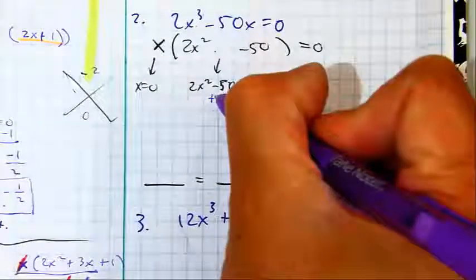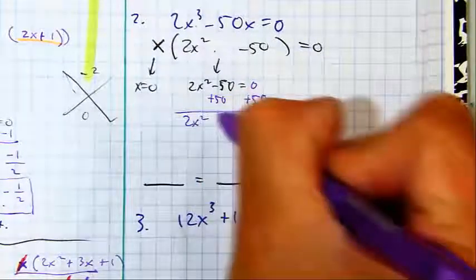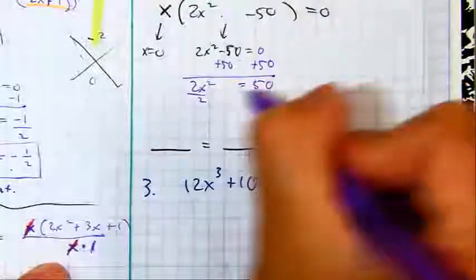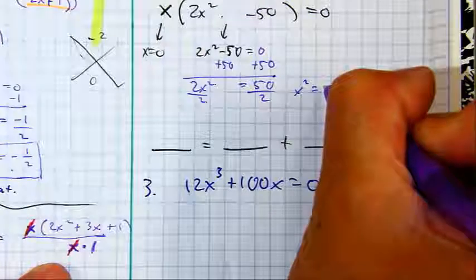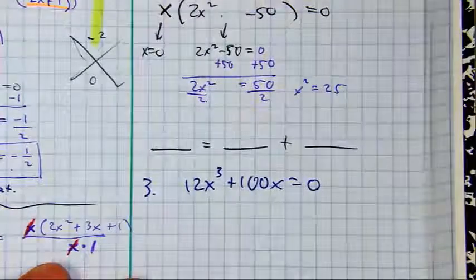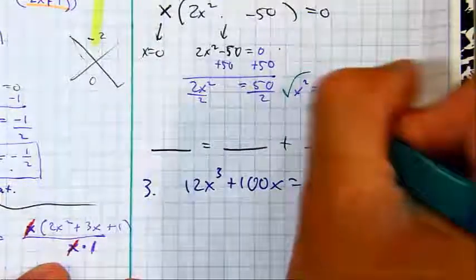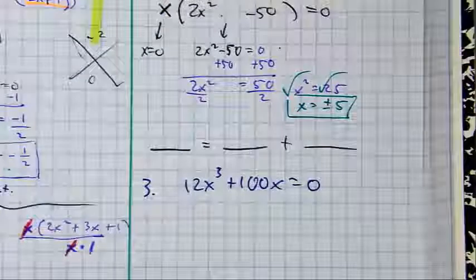Mr. Ng, why do you make it so easy? 2x squared equals 50. Divided by 2. X squared equals 25. Is this easier or no? Take the square root. X is equal to plus or minus 5. Raise your hand if you got that. So we have 3 solutions.